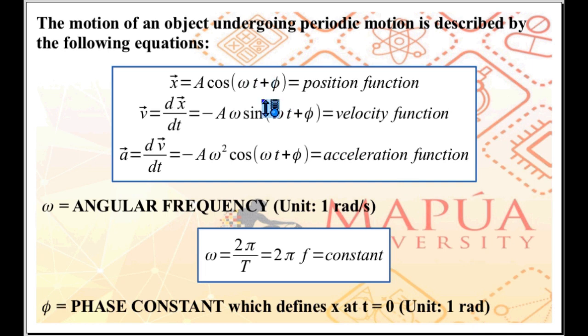So what that means is the quantity inside the trigonometric function is in radians. So when using this equation, be sure to set your calculators to radians because the angle inside the trigonometric function is in radians. The same goes for the velocity function and the acceleration function.